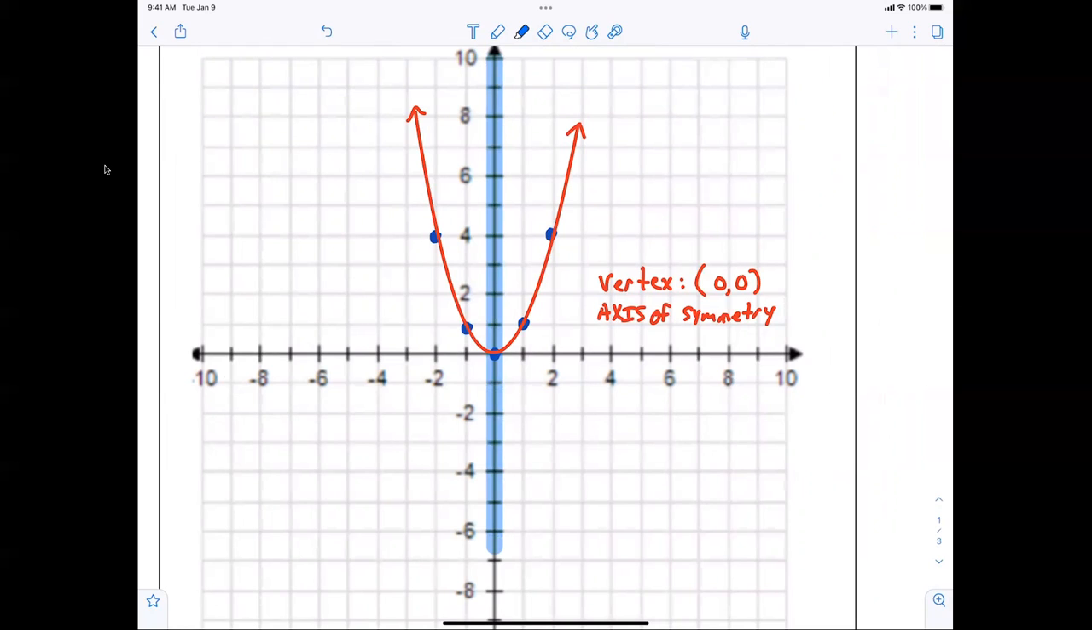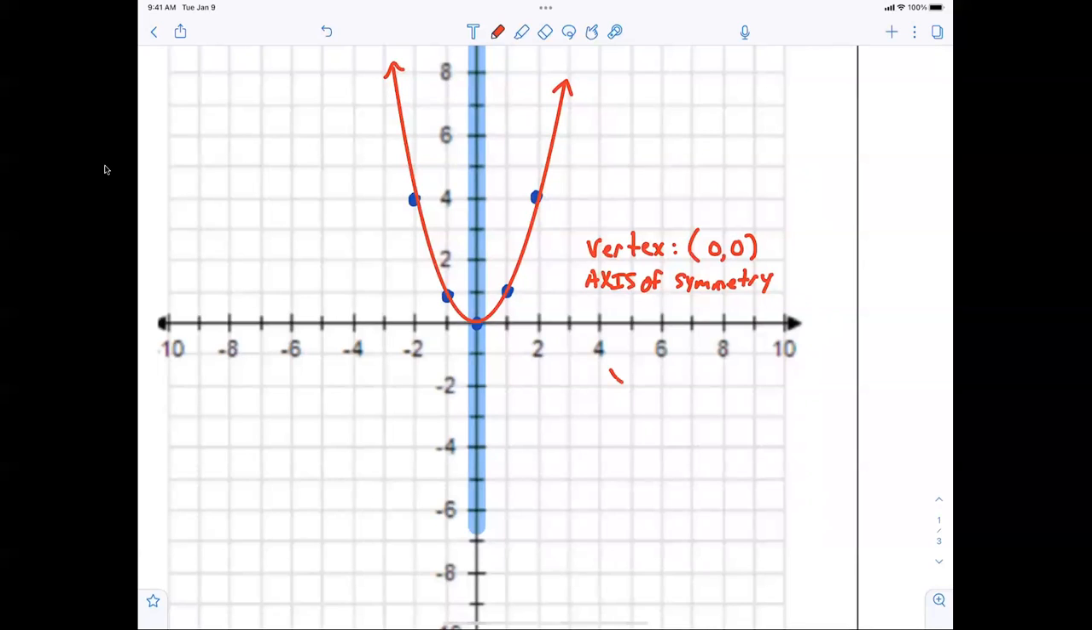Left. It's the mirror image of itself. All right. And that axis of symmetry is always going to be x equals whatever the x value of the vertex is. What's the x value of the vertex? 0. So this is the axis of symmetry. This blue line right here is x equals 0. Remember, x equals 0 is always a vertical line. It's really and truly that simple.